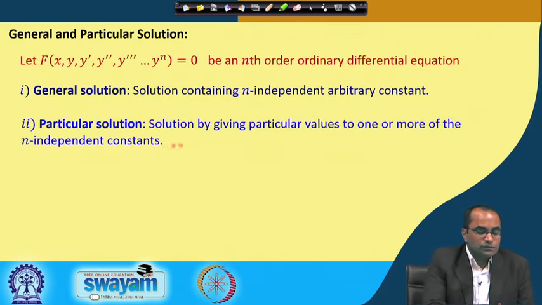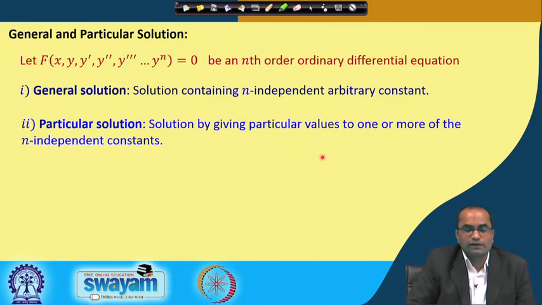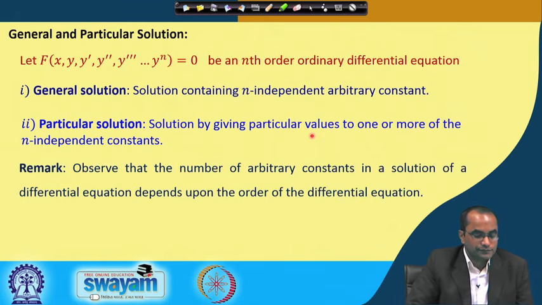So, here the particular solution means the solution giving particular values to one or more of the independent constants. Usually that is done from the physical model, where some extra conditions are given based on the physics of the problem, and then we can compute some or all of these constants. The solution now does not have any independent arbitrary constant, which we call the particular solution.